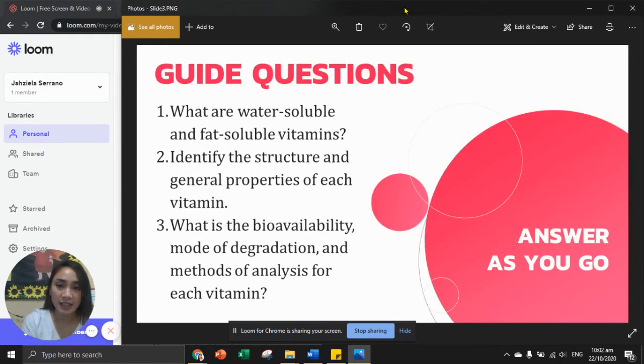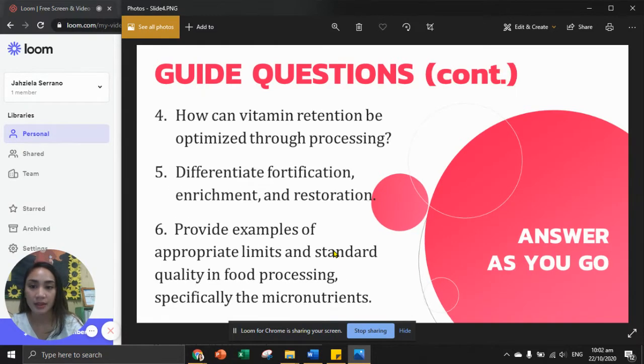So the next slide, this is our guide questions. So you have to answer this as you go, or you could basically write this down and then later on after my lecture, you can answer it on your own. So first is what are water soluble vitamins, what are fat soluble, and second is the structure and general properties of each vitamin. Third is the bioavailability, mode of degradation, and methods of analysis. So we have 6 guide questions.